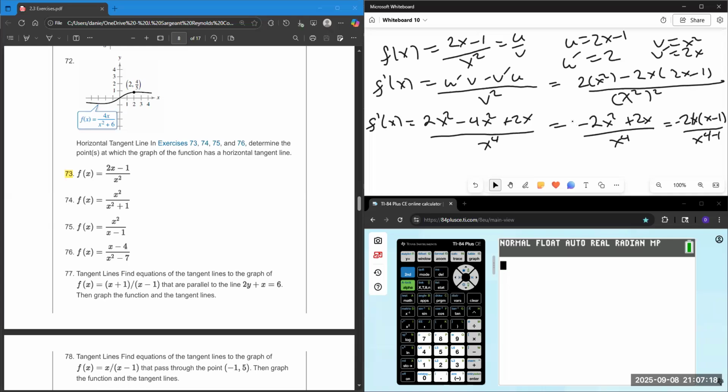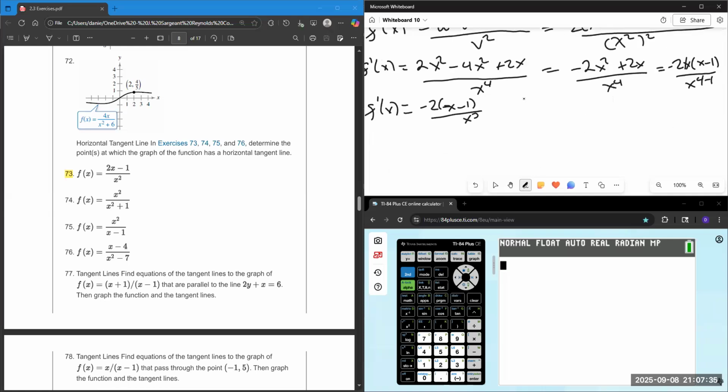and f prime of x is negative 2 times x minus 1 over x to the third, and I want to find where that is equal to 0. So set equal to 0. So set the numerator equal to 0. That means x minus 1 equals 0, x equals 1.